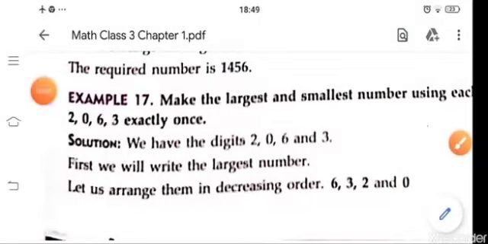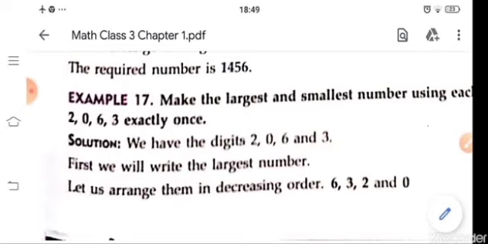Good morning, children. Today is our fourth session of maths, and in this session we are going to learn how to write the largest and the smallest number from the given number and round off the numbers. Okay, children. So let's move to example number 13.